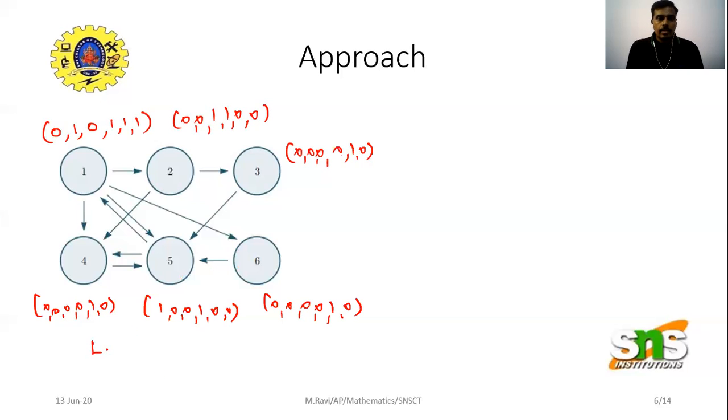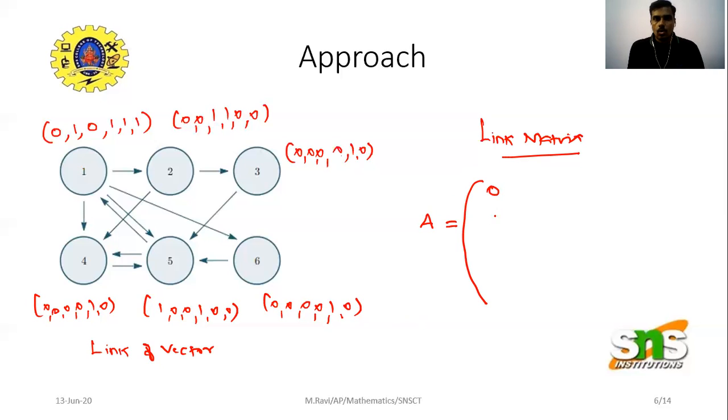I am considering all these vectors as a matrix. That matrix I am calling the link matrix. I am converting the graphical representation of this problem into a mathematical formulation, my own problem. I am considering the link matrix as A. So what is A? The first row, for the first page, is 0, 1, 0, 1, 1, 1.